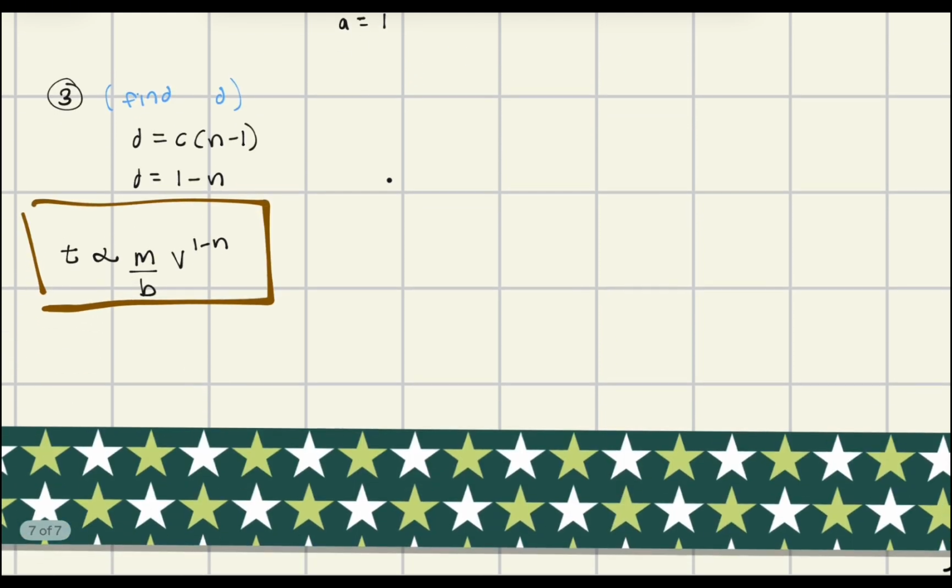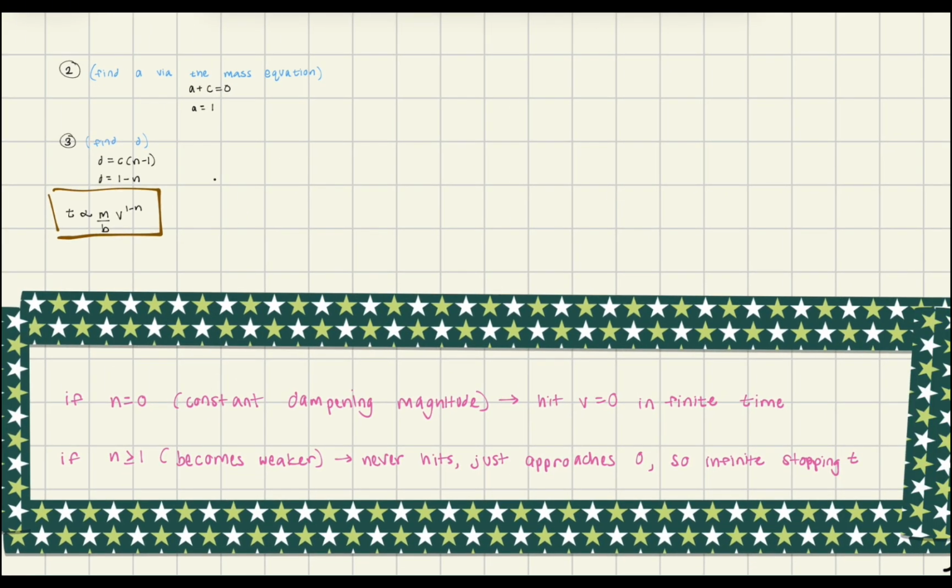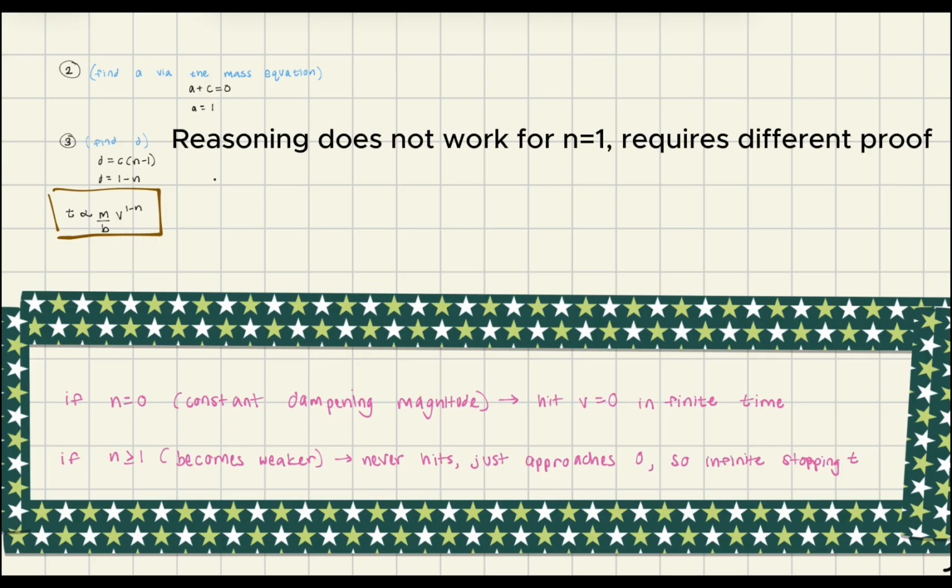And now we can just find limiting cases. So if n is equal to 0, there's a constant damping magnitude, so it'll hit v equals 0 at a finite time. However, in all the other cases, if n is greater or equal to 1, it just gradually becomes weaker and weaker. So it never hits but just approaches 0, so technically there's an infinite stopping time.